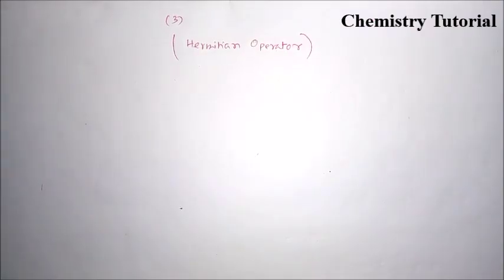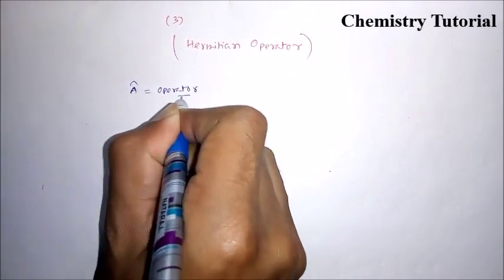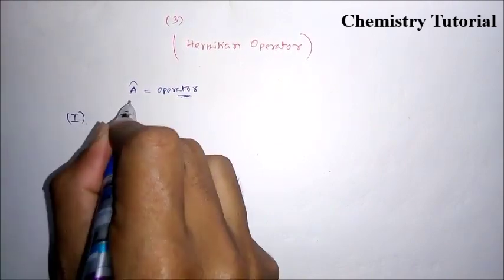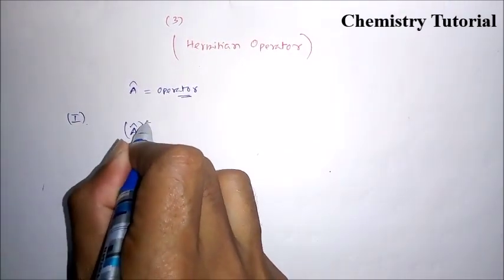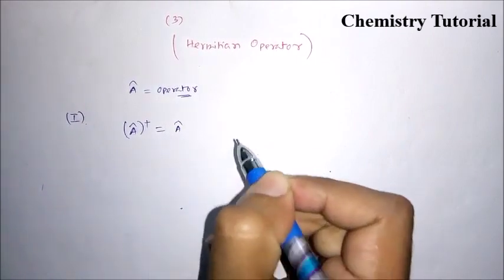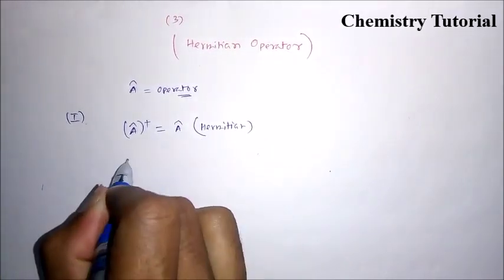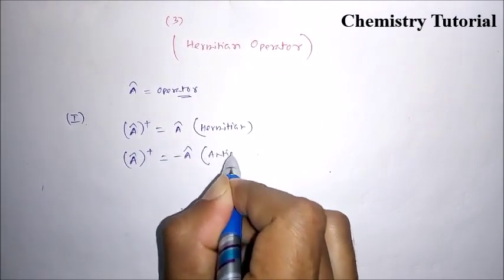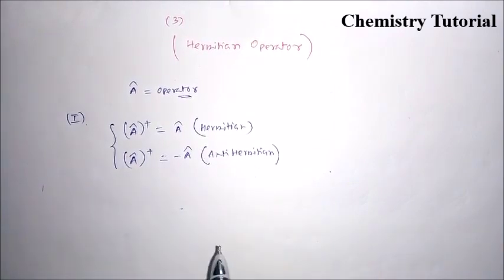Now we'll discuss our third topic, Hermitian operator. Suppose we have an operator A cap. There are two concepts regarding Hermitian operator. In the first concept, an operator A cap is said to be Hermitian when the Hermitian adjoint of this operator is equal to the operator itself, positive of the operator. Whereas if the Hermitian adjoint of this operator is negative of this operator, then it is said to be anti-Hermitian.